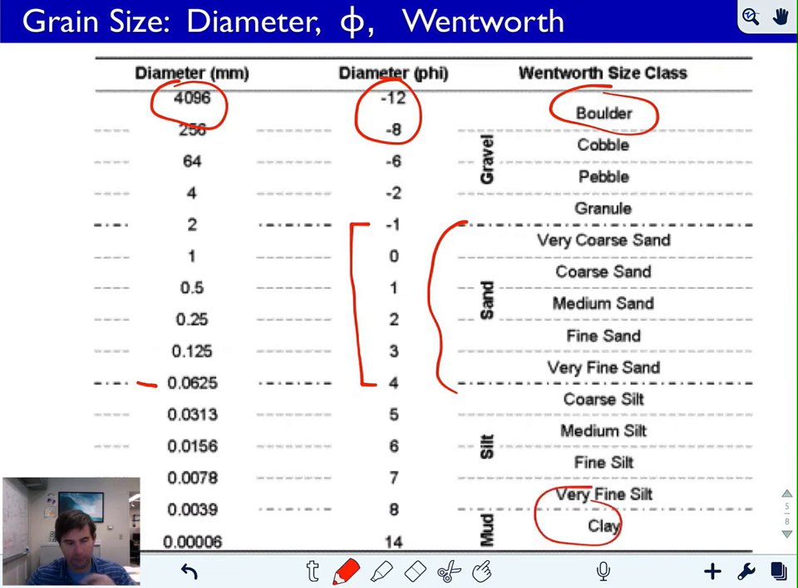You can see the range of diameter here, which is the physical dimension, is massive. We're talking about a massive range of particle sizes that we're calling sediment on the ocean floor.